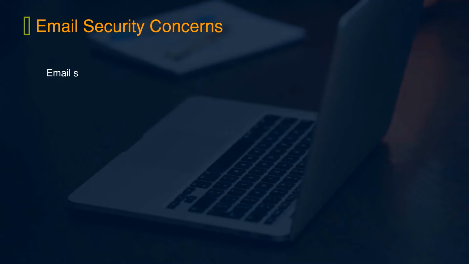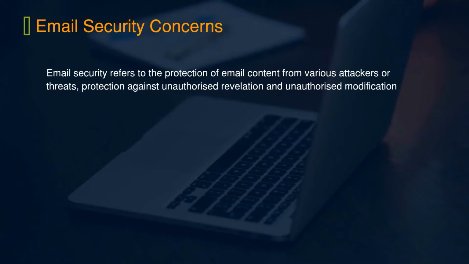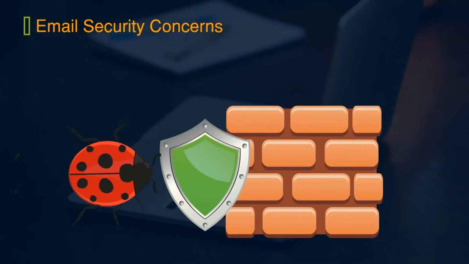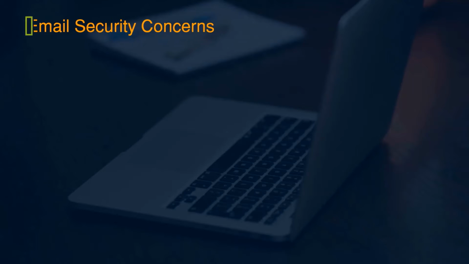Email security refers to the protection of email content from various attackers or threats, protection against unauthorized revelation and unauthorized modification. The architecture of the underlying network plays an important role in securing emails. Many organizations make use of firewalls to prevent their network from the malicious attacks. To secure email from threats, an understanding of its background is important.